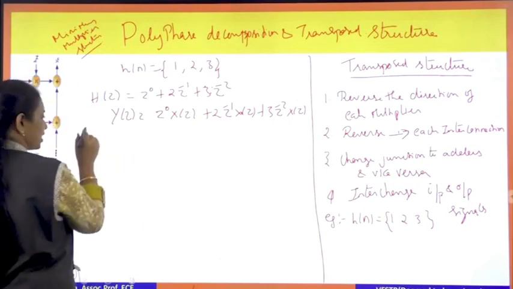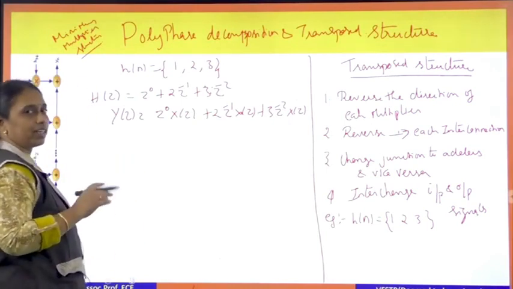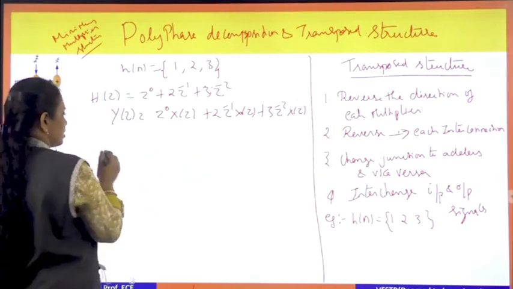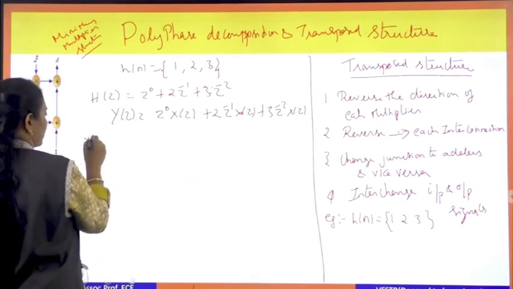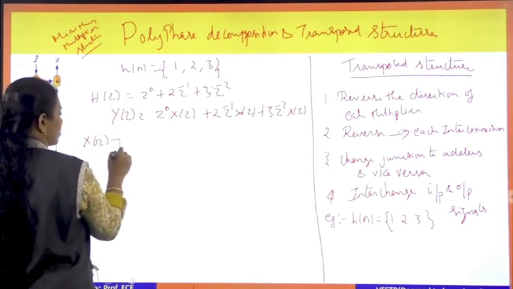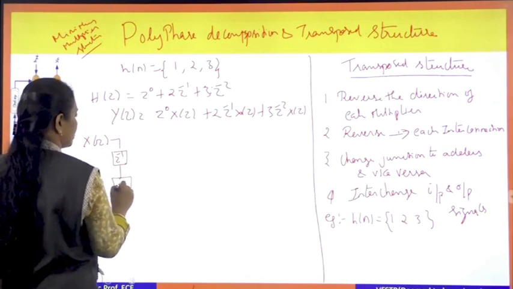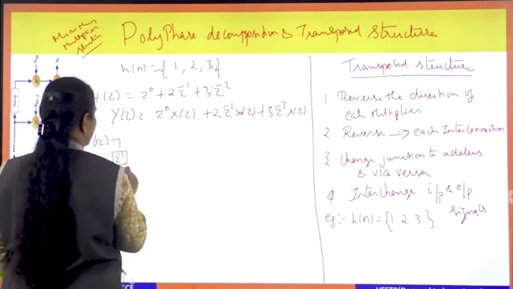So let me draw it here. I will draw vertically now instead of horizontally, so that it will be easy to draw both the diagrams. I will draw vertically X of z. So I am having a delay. I will get another delay because z inverse and z power minus 2.